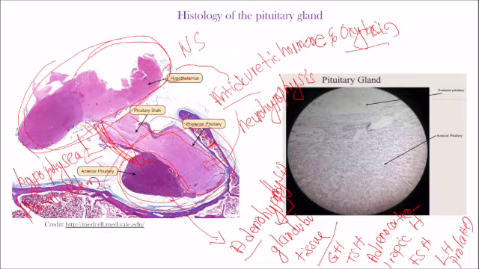When you look at the histology, you see these cells of the pituitary gland. This one over here, the lighter one, is the posterior pituitary. This one is the anterior pituitary. There are different types of cells that produce these hormones.